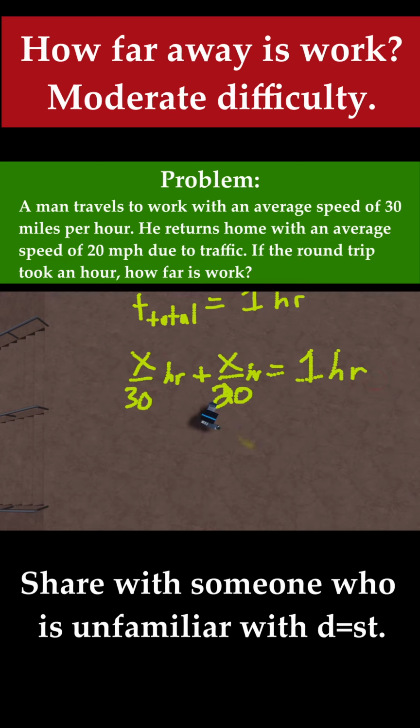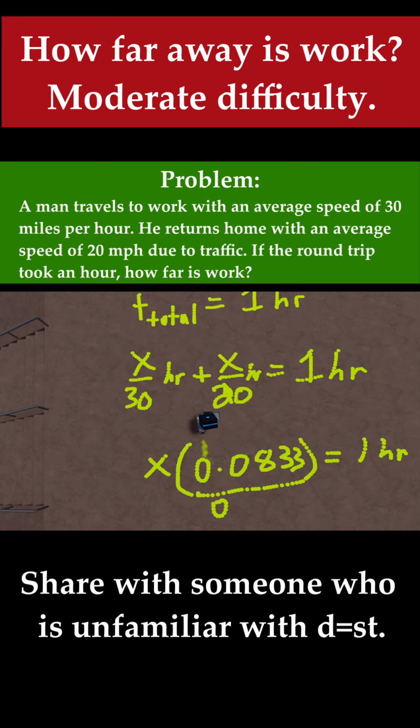So to solve from here, I'm just going to factor x from the x over 30 and x over 20. So I can factor an x out to get 1 over 30 plus 1 over 20. And that's equal to 1 hour. And then now we can just do 1 over 30 plus 1 over 20. That is just 0.0833 if you do that. And then just divide by that, 0.0833.